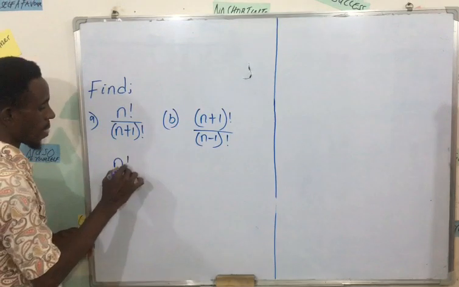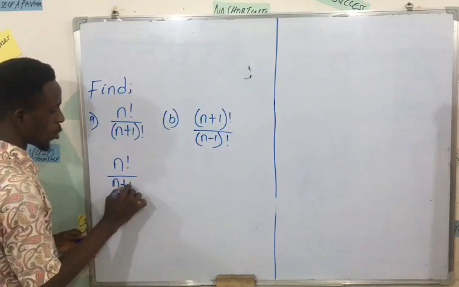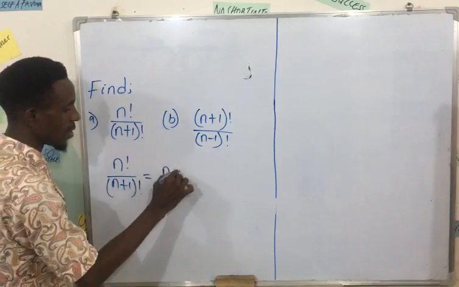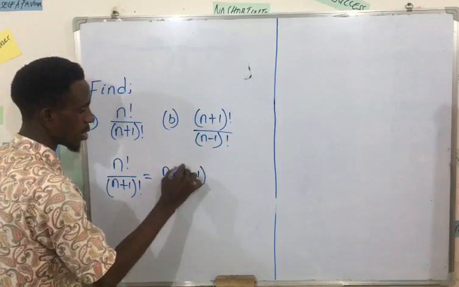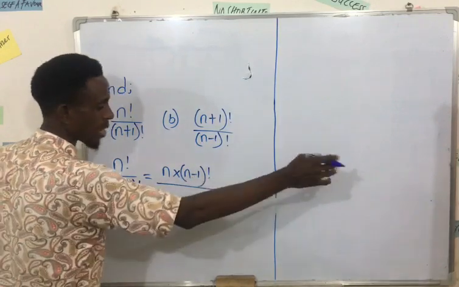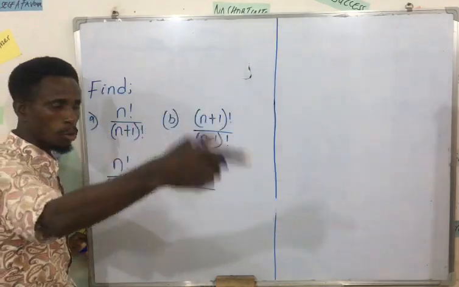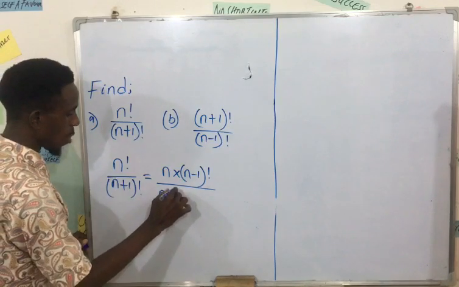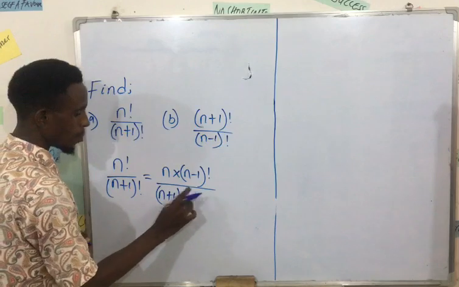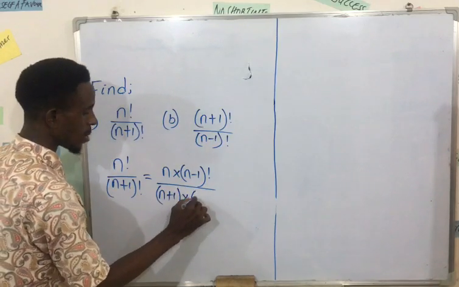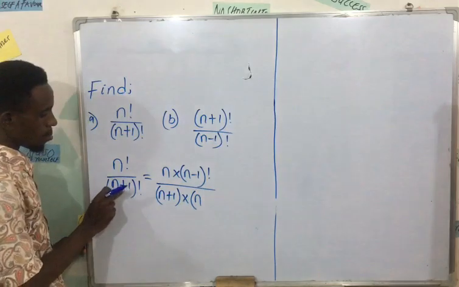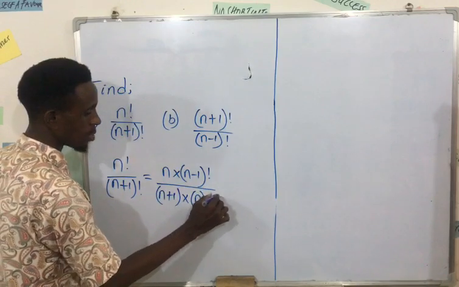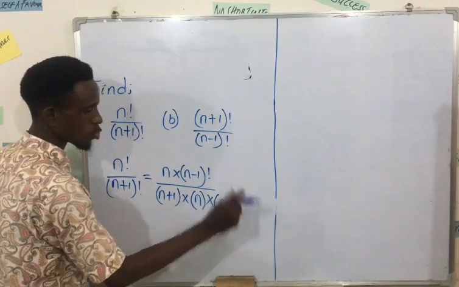You have n factorial over n plus 1 all factorial. If I have to express n factorial, I'll have n times n minus 1 factorial. I don't want to continue multiplying till I get to 1, so I'll just leave it at this point. Then this one is going to be n plus 1 factorial, which is n plus 1 multiplied by n plus 1 minus 1, which is just n, so multiplied by n, then multiplied by n minus 1 factorial. And I want to stop it here also.